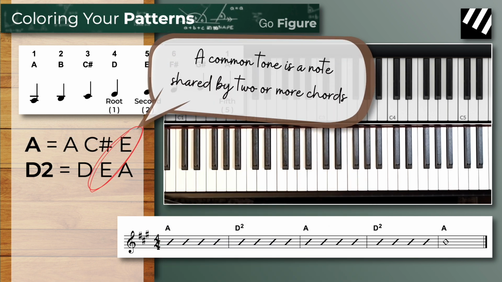A common tone is a note shared by 2 or more chords. By choosing to make the second chord of our pattern a D2 rather than a straight D chord, we now have an E in our chord. That E is a common tone between the chords.